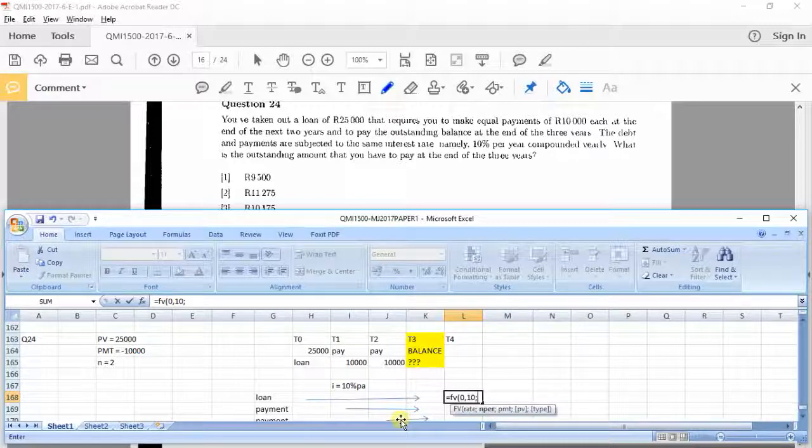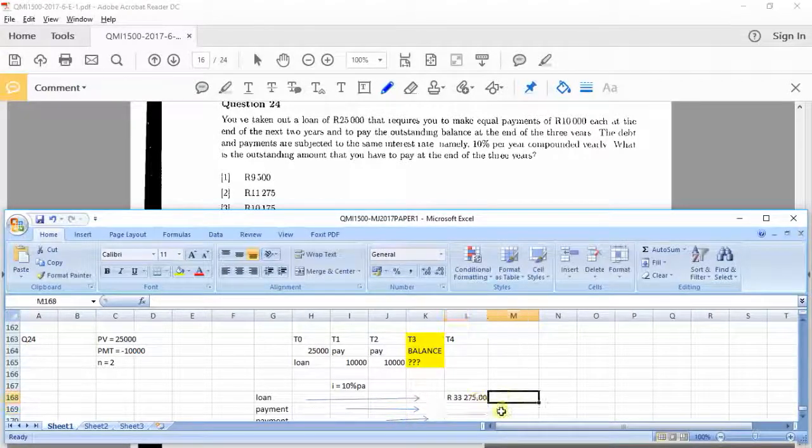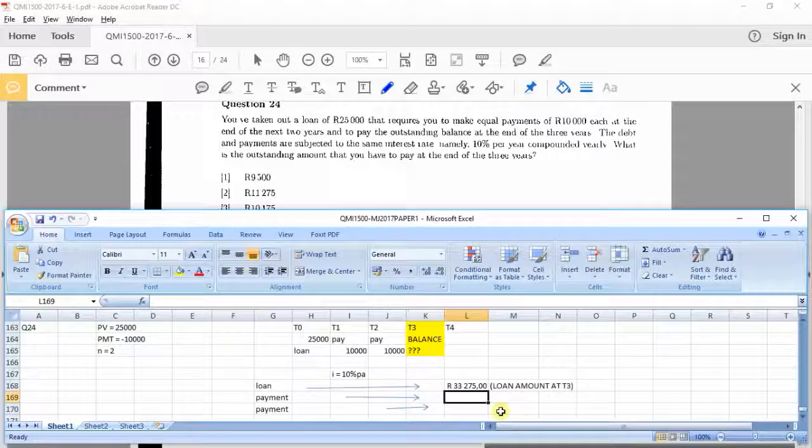So equals future value, brackets. The rate is 10%. How many periods am I taking that forward by? 3 periods. I'm taking the present value, which is 25,000, forward. Okay, that gives me that. So that's the loan amount at time 3.